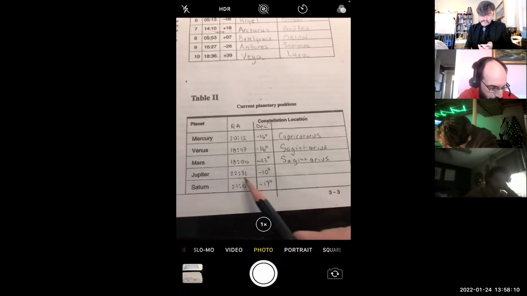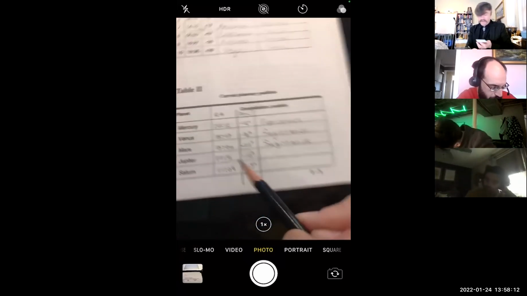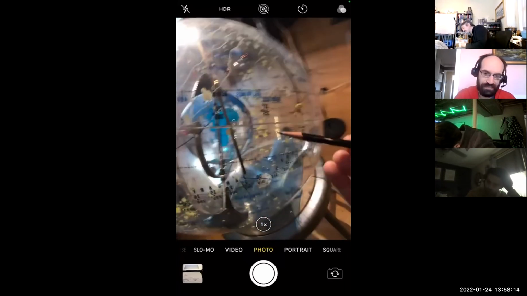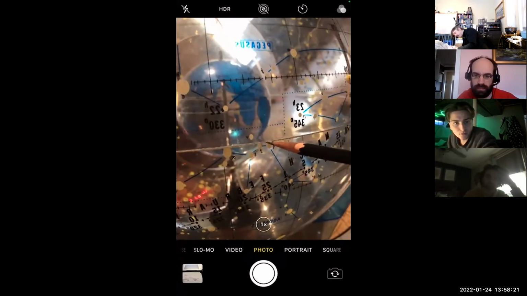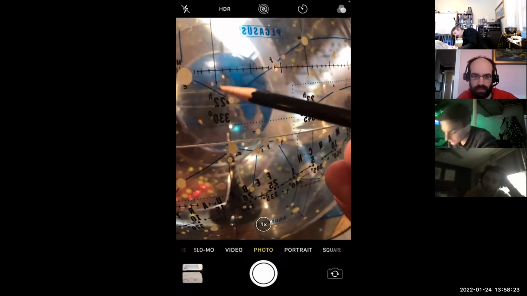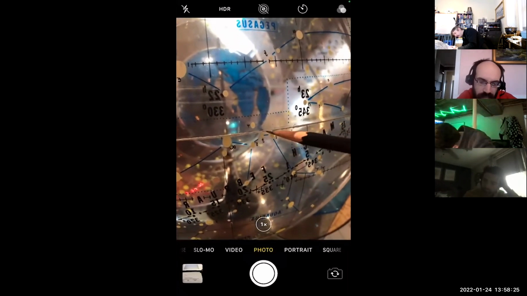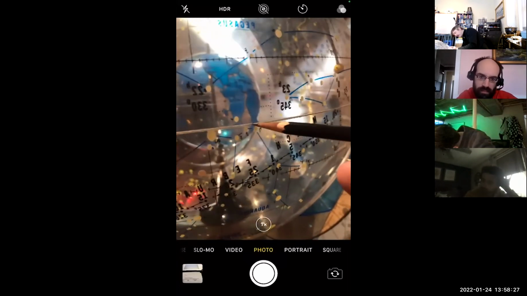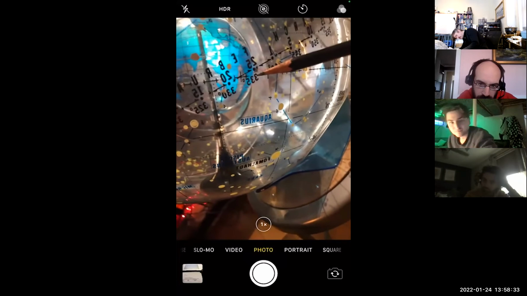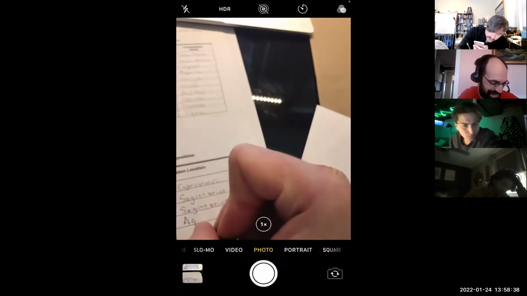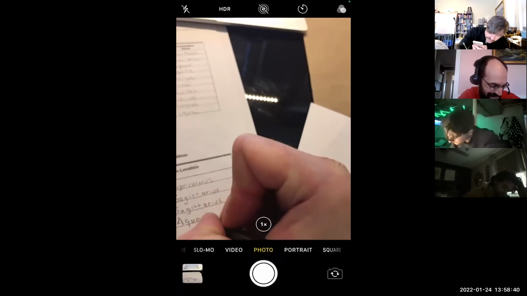Jupiter, 22 31 and -10. 22 31 is about halfway through. There's the 22 line and there's the 23 line. So 22 31 is here. And then -10 would bring us down to about there. This is the age of Aquarius.